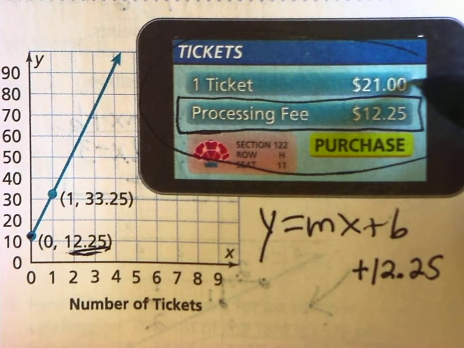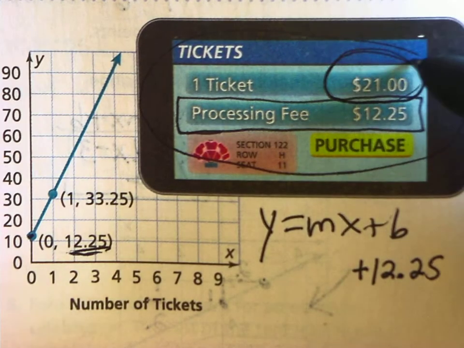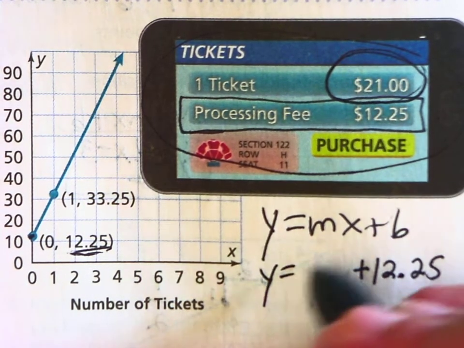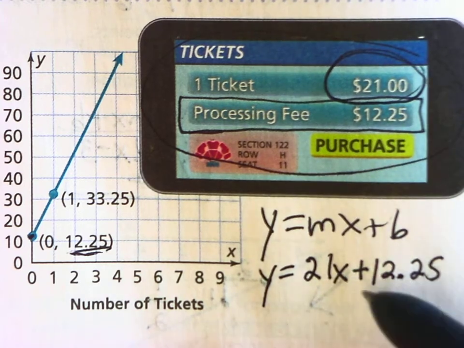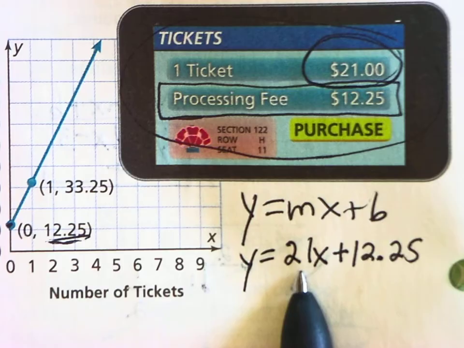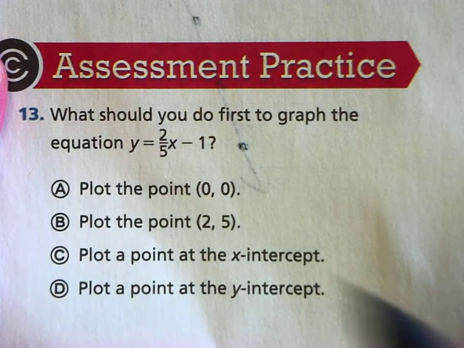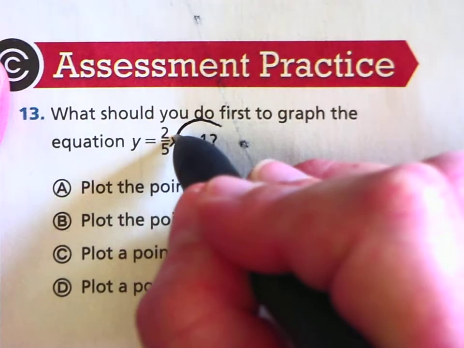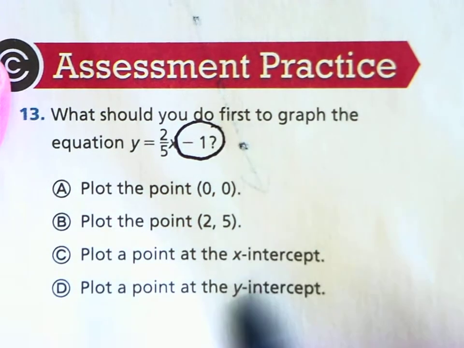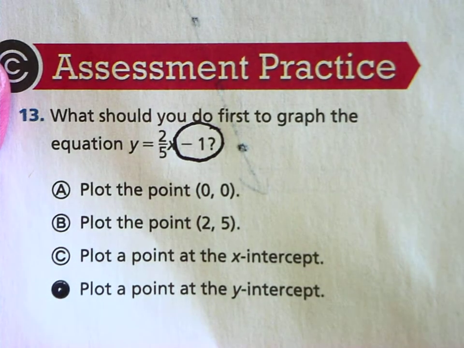Now, your slope, every ticket you pay $21. So there's your slope. So y equals 21x plus 12.25. This means you have to pay $12.25 up front plus $21 every ticket you buy. Okay, so let's take a look at one more. Let's look at the bottom. So what should you do first to graph this equation? Okay, folks, remember, you always graph your y-intercept first. So plot a point on the y-intercept. You always do that first.